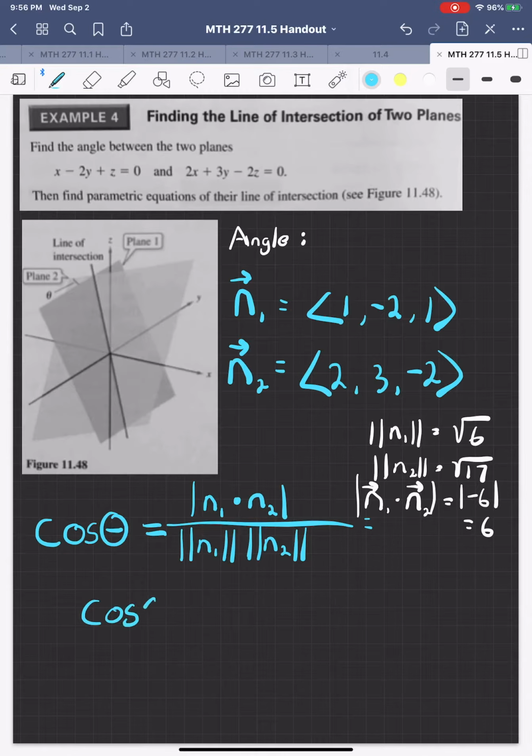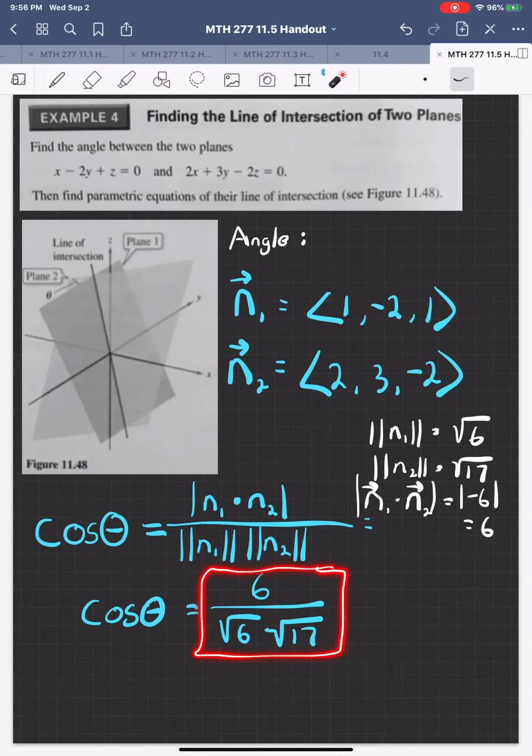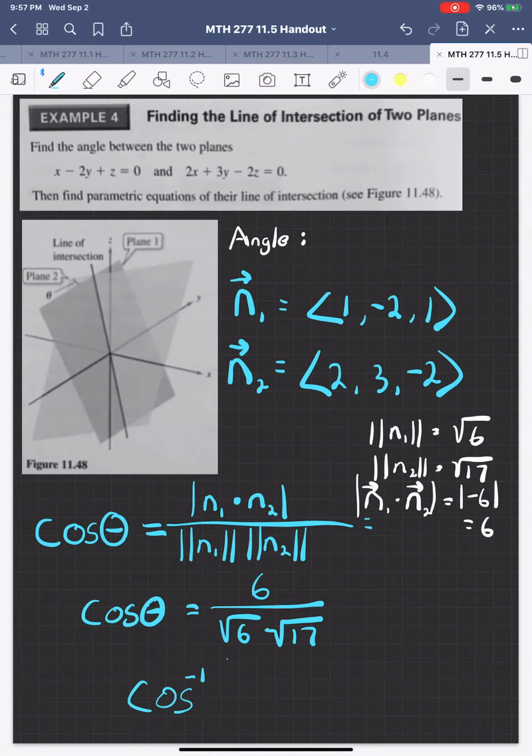So that means cosine of theta is equal to, so it's the absolute value, so 6 over the square root of 6 times the square root of 17. All right. You don't know how many students, even at your level of mathematics, write this, and they think that that's an angle. That's not an angle. That is the cosine of an angle. If you want to know the actual angle, then you need to use cosine inverse.